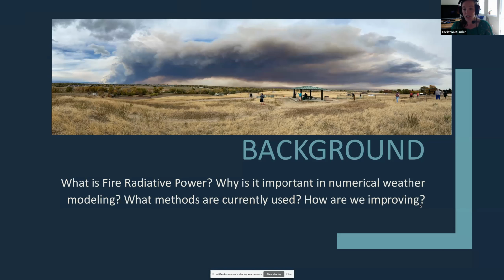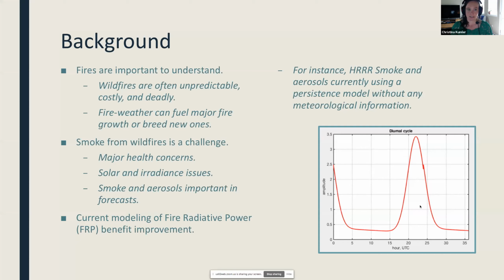So, if many of you are from the western side of the United States, fires are really important to understand, and you all know why. They're often unpredictable and costly, and they can even be deadly. And we have very fire prone weather in the summer and fall that can fuel major fire growth or breed new ones and leaves us kind of in an uncontrollable situation. Controlled fires tend to be a lot more predictable and short lived. So, for our work, we wanted to focus primarily on the less predictable wildfires because they tend to also produce a lot more smoke.